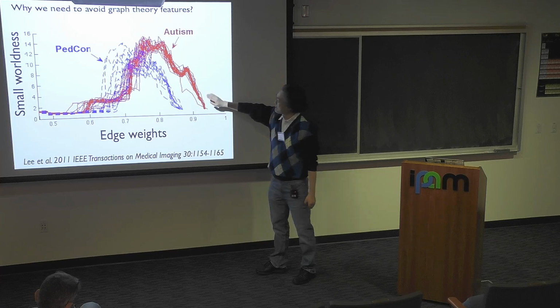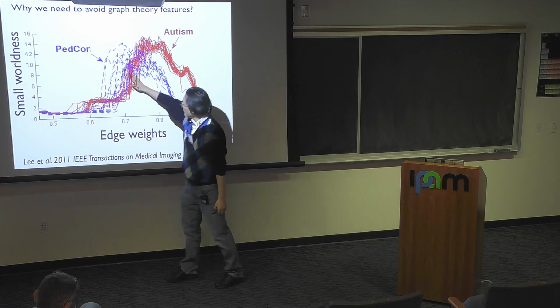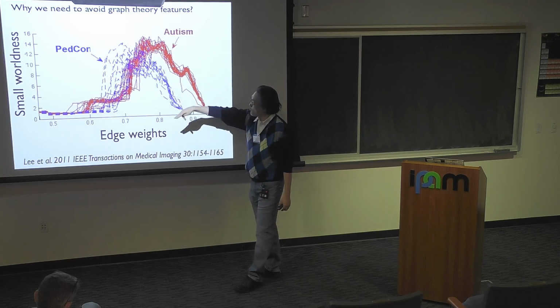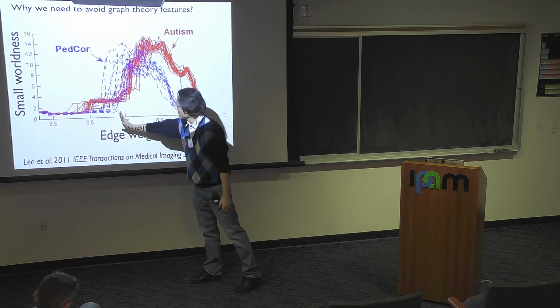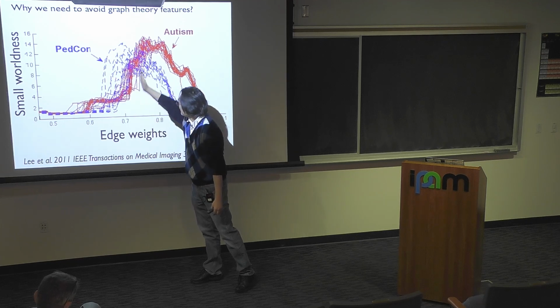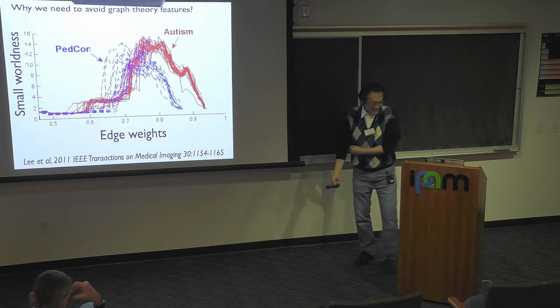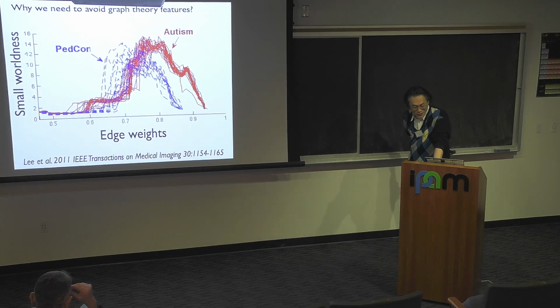This is autism and the pediatric control. Now, depending on where you threshold, the small-worldness will change. So you end up with a totally different conclusion. It's total nonsense. So I will never use graph theory. I think we never published any paper on graph theory, actually.